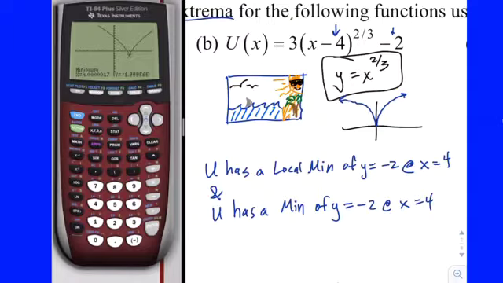Do we have any others? Any other extrema? Any local maxes or absolute maxes? No. Okay. So we're done. You could say no local, or remember, if you use local, you want to stick with global. If you use relative, you kind of want to say absolute. No local or global maxes.